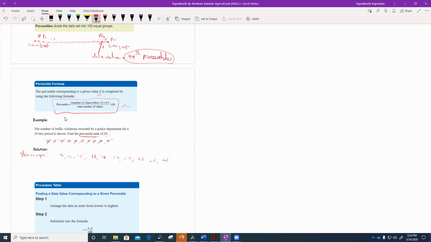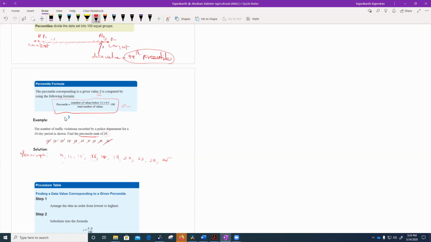Now remember, percentile will divide the entire data into 100 equal pieces. So now the question is, you need to find the percentile rank. In other words, which percentile will give you exactly the data value of 16? You see the data value 16 here, but you need to find how many percentage will contribute smaller than that. That is going to be my answer.